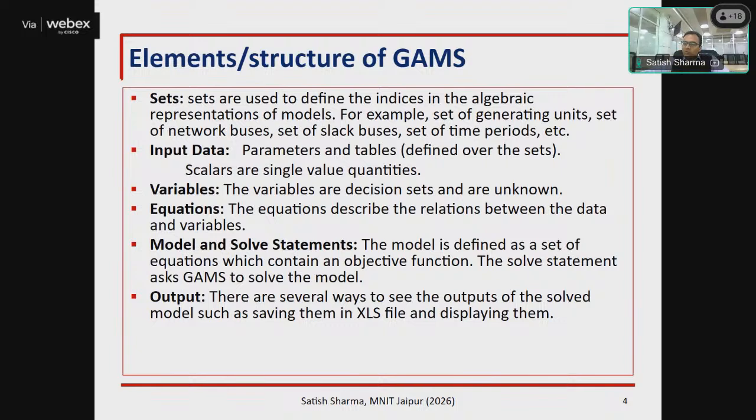Then input data, so we have to provide certain input data. Whatever the constants are, we will provide those to the system. First we define sets, and based upon those sets, we provide certain input data. Those data can be a single value, so scalars, or they can be defined over sets, like the number of generators having different minimum and maximum limits. So based upon those generators, we can provide certain input data. Those can be parameters or tables, defined over the sets.